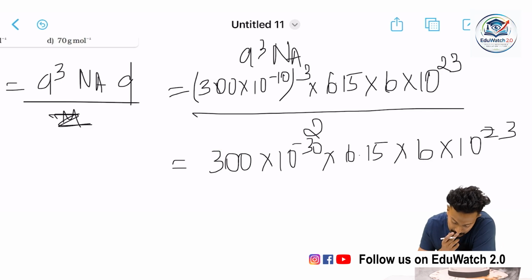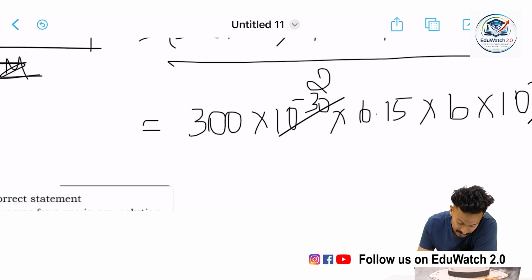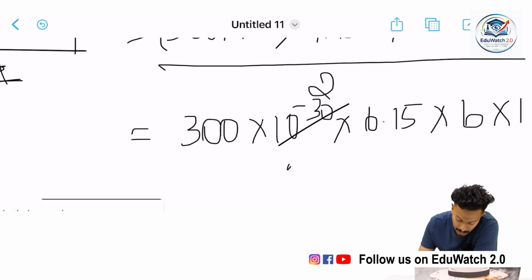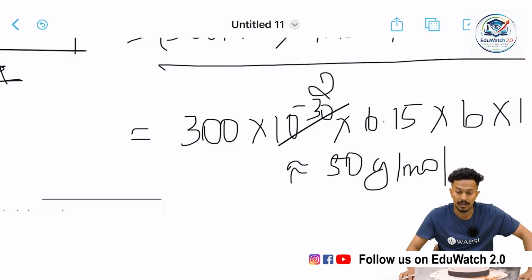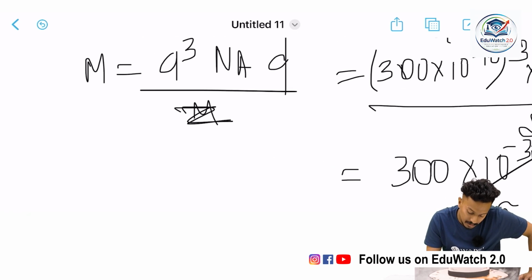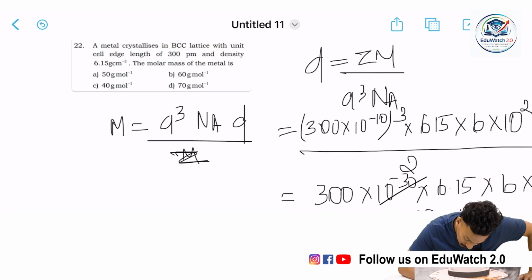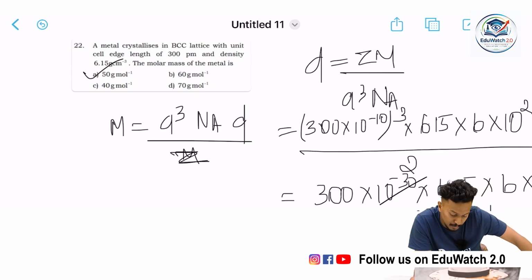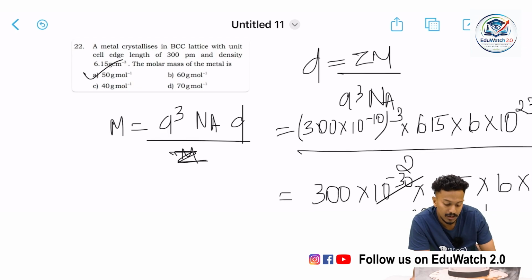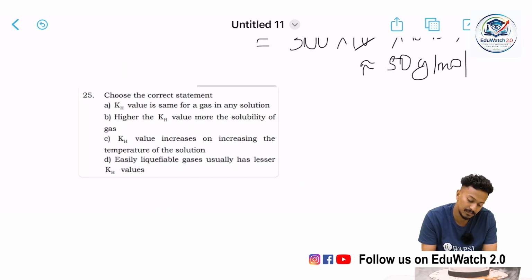Okay, we could cancel out this and this with 10 raised to 7, which gives us approximately 50 gram per mole. Yes, 50 gram per mole. So the correct option would be option number A. We have to find the approximate value for each reaction. That's it. The correct option would be 50 gram per mole. We will move on to our next question.